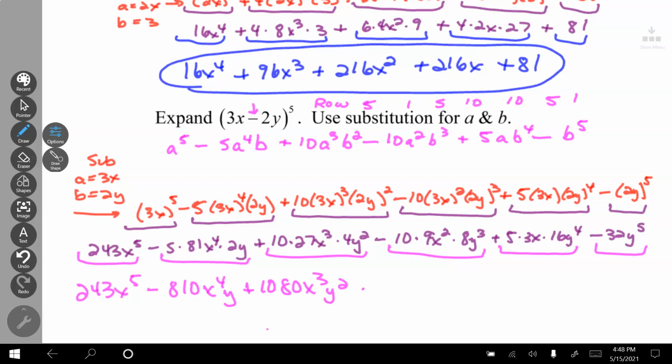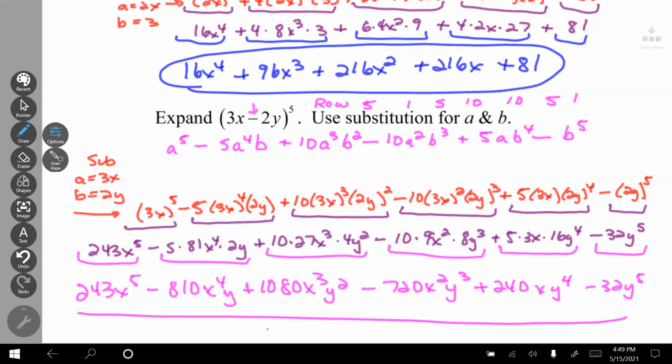And if you pay real close attention, you notice that all the x's and y's better have exponents that add up to 5, because we did the fifth row, so the exponents are adding up to 5, and I have 6 terms.